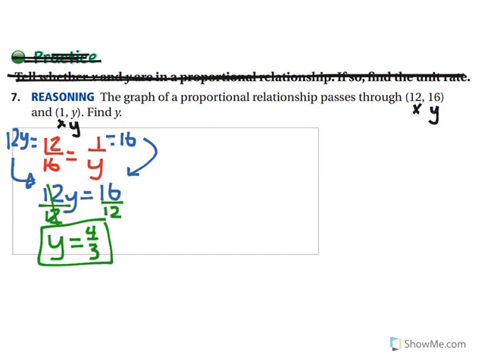There's one other way you could do this if you wanted to. You could say 12/16, I need it to equal 1 over, well, something. We'll call it y for now. So what do we have to do? Well, how did I get from 12 to 1? Well, I divided it by 12. Right? 12 divided by 12 is 1. If I divide 12 by 12 to get 1, then I have to divide 16 by 12 also.